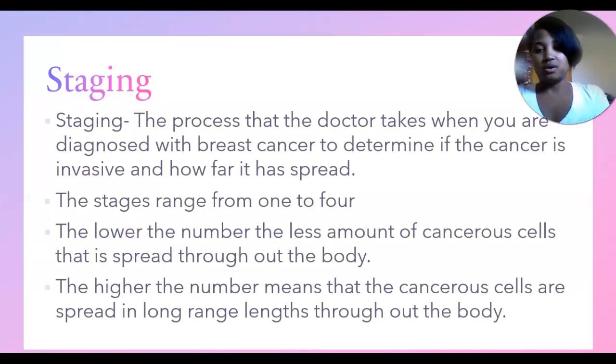Some stages or processes that the doctor usually likes to take when you are diagnosed with breast cancer is staging. Staging is basically a process that the doctor uses to determine whether the cancerous cells within your breast are invasive and how far they have spread throughout your body. There are 4 different stages of breast cancer. The lower the number, the less likely cancerous cells have spread throughout your body. The higher the number, the higher the amount of cancerous cells spread throughout your body.